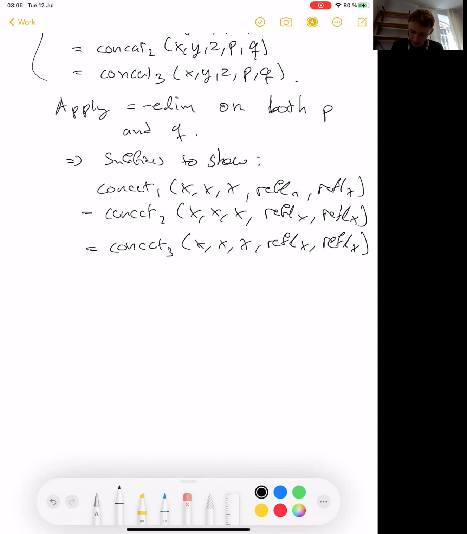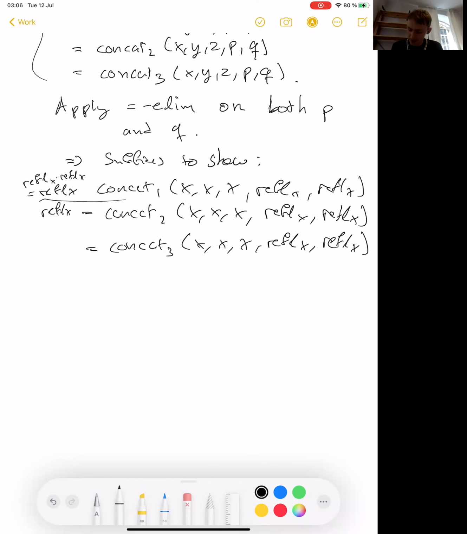Well, concat 1 was just refl composed with refl, right? And this is definitionally just refl. So the first line is literally just refl. And in the second case, we did it the same way, just that we started on the right-hand side instead, but it's still going to reduce to just refl. If you want to check this, you can sit down and do it more carefully than I'm doing it here, but I promise you, the second one will also reduce to just refl.